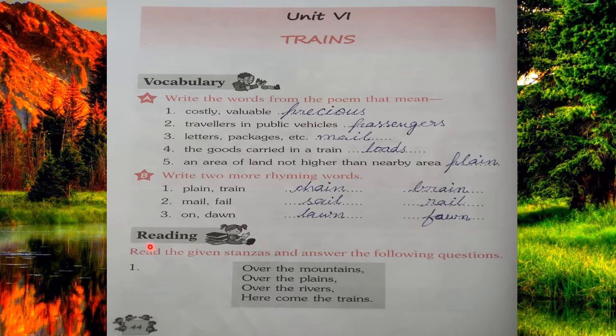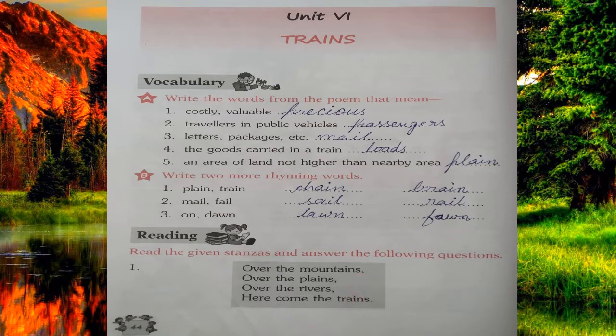Next question is reading. Here there is a part of a poem. You have to read it and then solve some questions. Read the given stanzas and answer the following questions. The first stanza is, over the mountains, over the plains, over the rivers, here comes the trains. Here the poet is telling about the train. The train comes from different areas, through mountain area, plain area, river area. It travels different areas and then comes to your place. So this is a stanza.